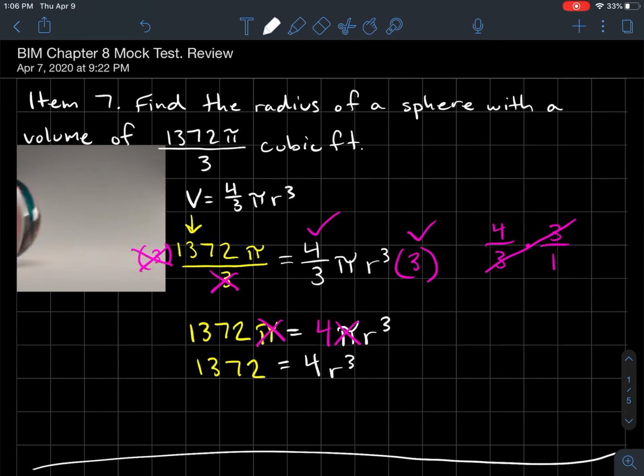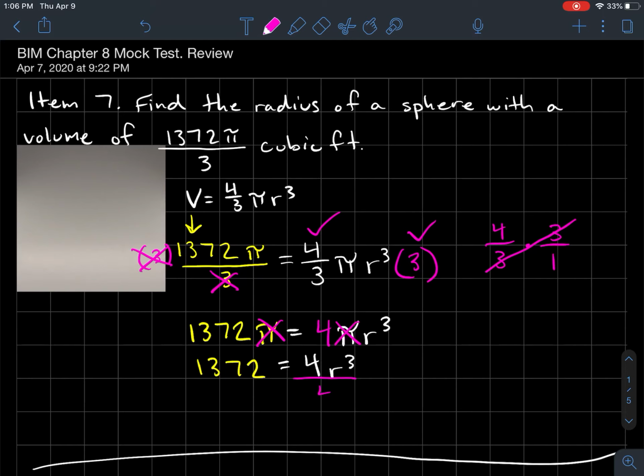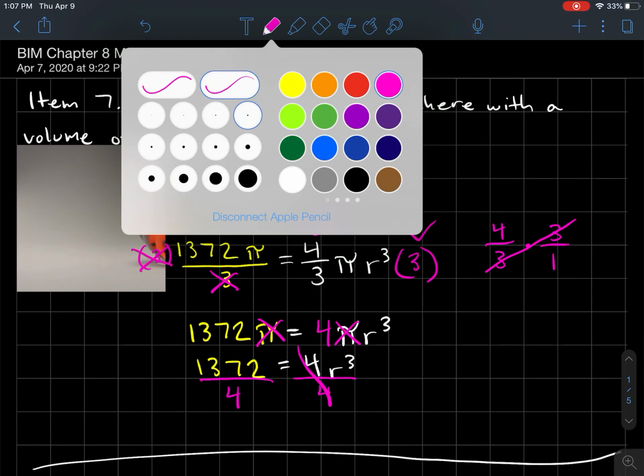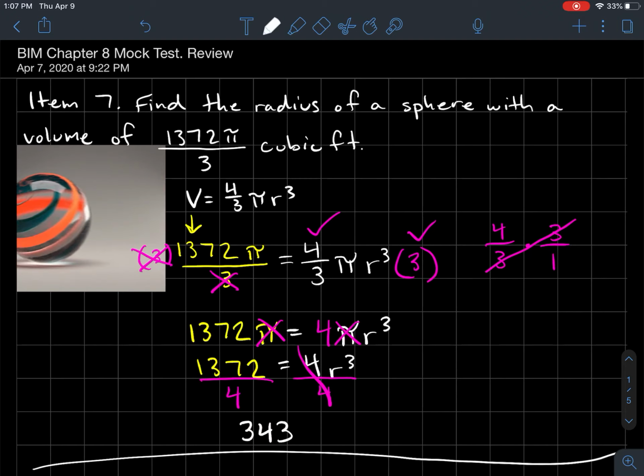So the next thing that we're going to want to get rid of is that 4. So let's divide by 4 to both sides. This will get us one step closer. So 1,372 divided by 4 is 343. So now on my left-hand side, I have 343 equals the radius cubed.